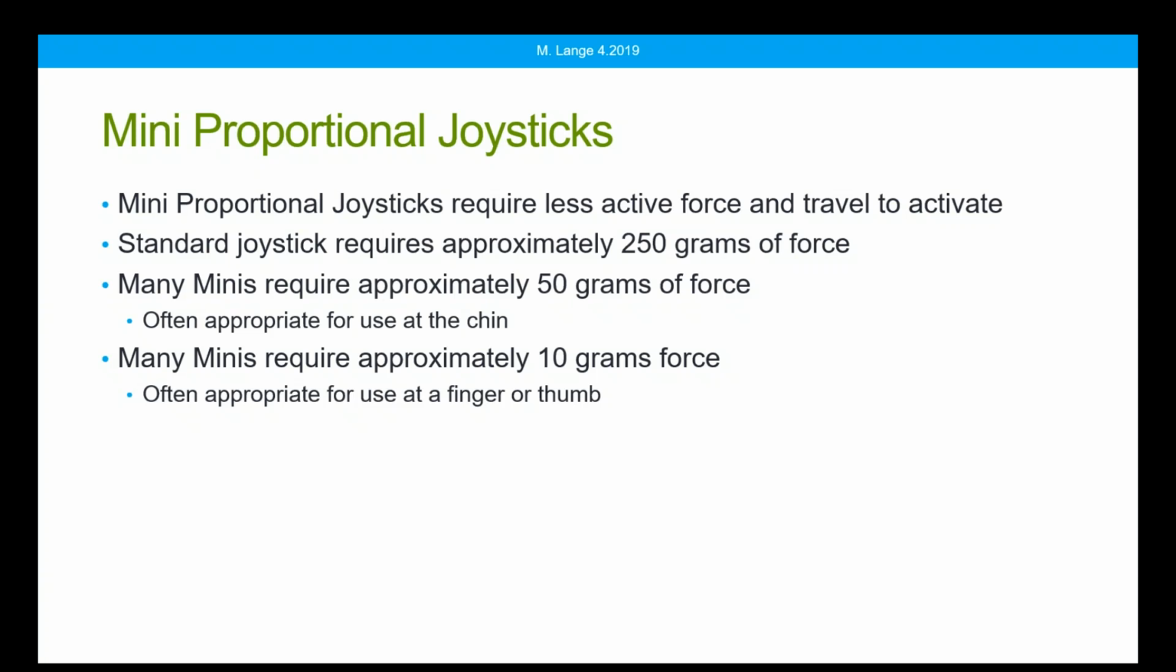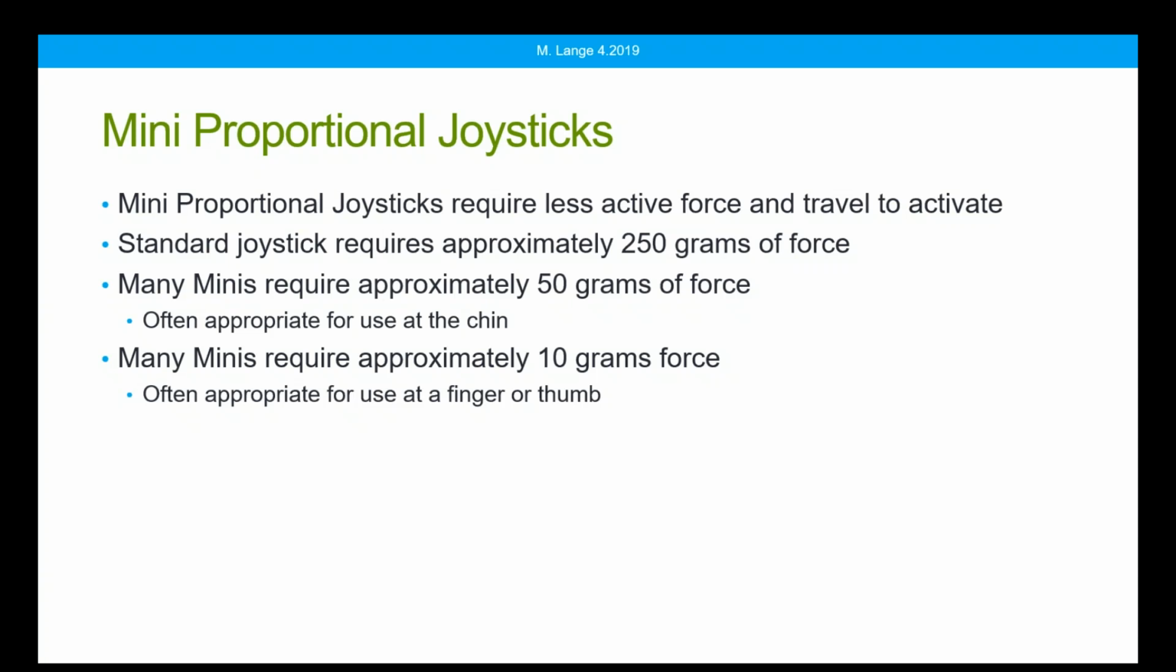The minis that require about 50 grams of force are often appropriate for use at the chin because we have more leverage at our head, and sometimes controlling something that's as sensitive as only 10 grams of force can be more difficult at the chin. Those really ultra-sensitive minis are often appropriate for use at a finger or thumb.